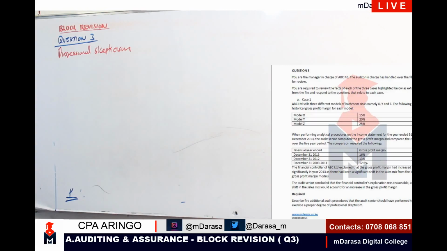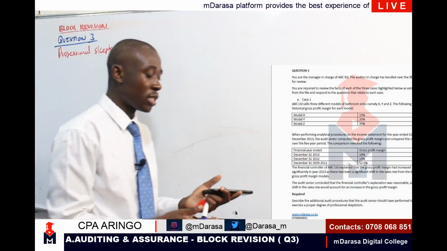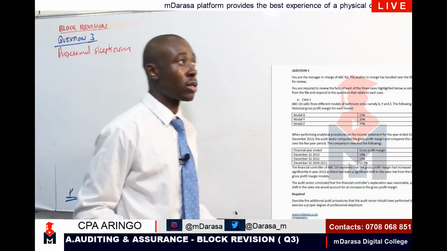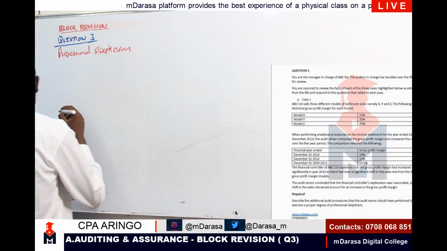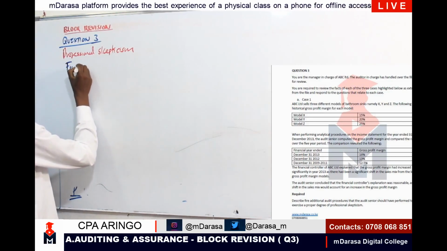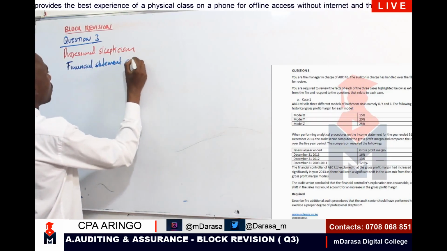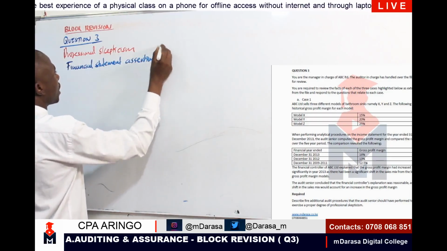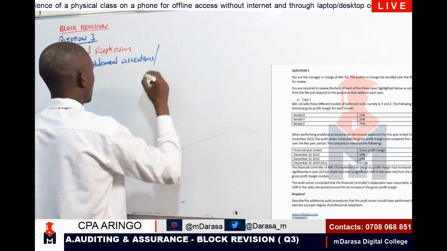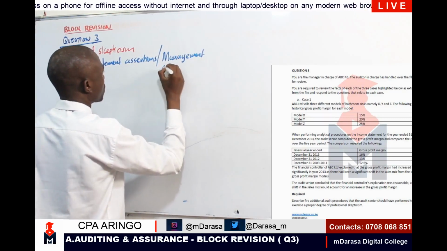So anytime you are talking of assertions, my good students, at this point you are looking at claims, right? So first of all, we reminded ourselves of what professional skepticism is. The other key element that we should remind ourselves of is the aspect of management assertions. We normally term them as financial statement assertions, or at times as management assertions.